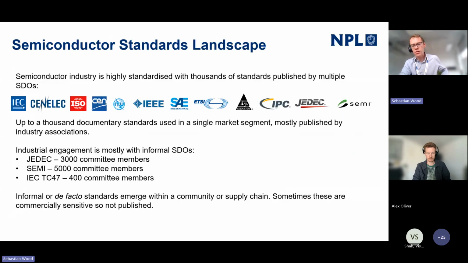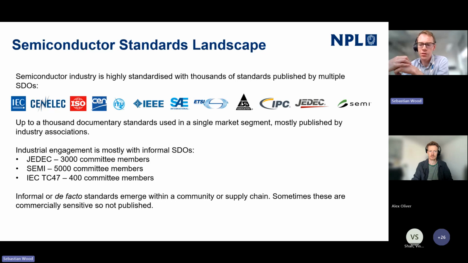Well, you may know that the semiconductor industry is extremely highly standardized. If we're talking really about the silicon industry, there are literally thousands of documentary standards and unwritten standards that define the whole semiconductor industry. There are some logos here of some of the publishers, the standards development organizations that are involved in that process. There are thousands of committee members involved. I've highlighted 3 of the big ones: JEDEC and SEMI, also this IEC technical committee.